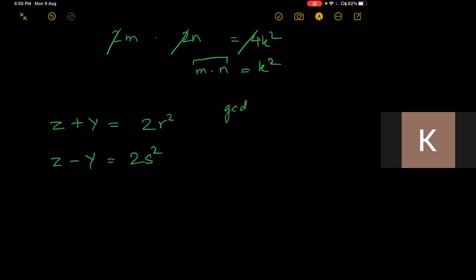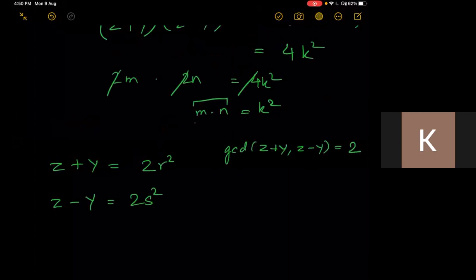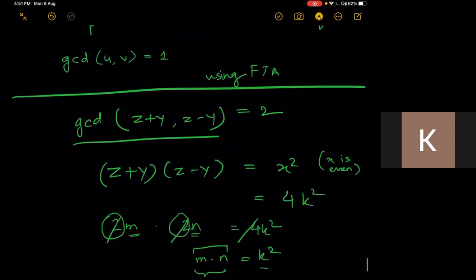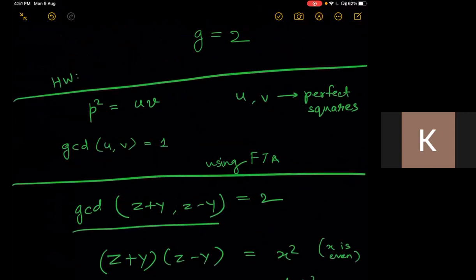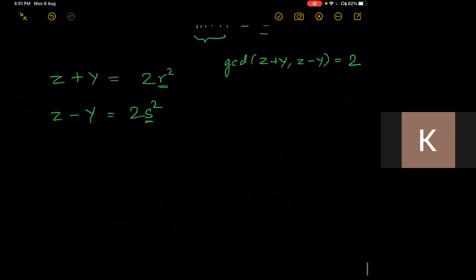GCD of Z plus Y and Z minus Y was 2, and once I have cancelled these two, m into n is some square and their GCD is 1, because I have cancelled away the highest common factor which was 2. So the remaining bit is relatively prime. So these are squares using this lemma. You have to prove this lemma, but for now assume that this is true and take these solutions. Z plus Y is 2r square, Z minus Y is 2s square.